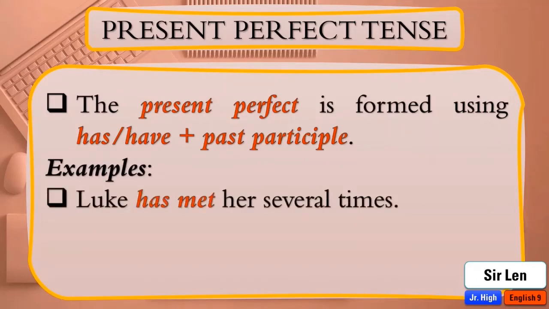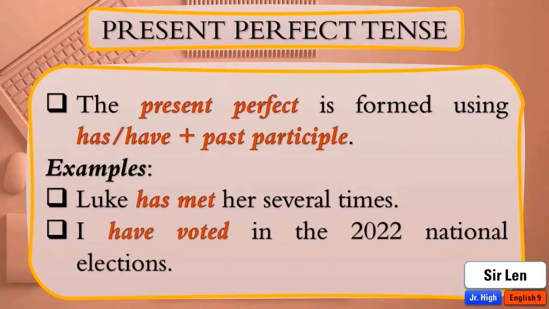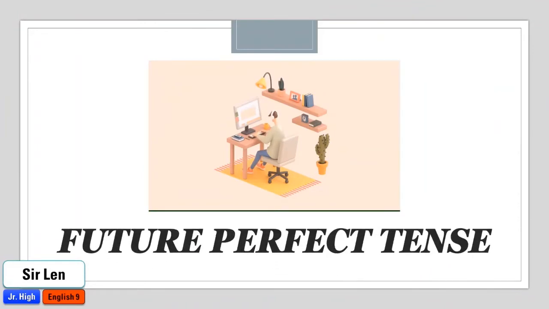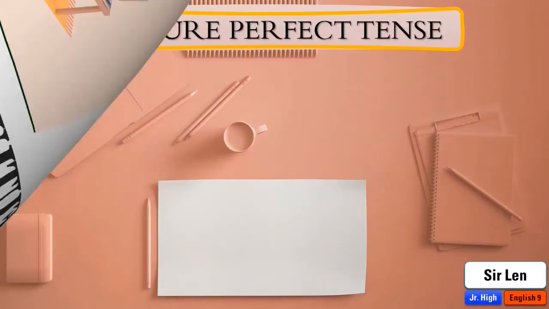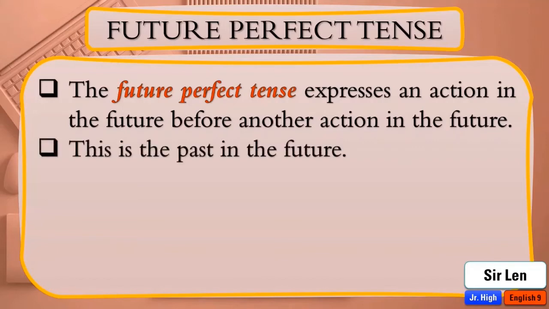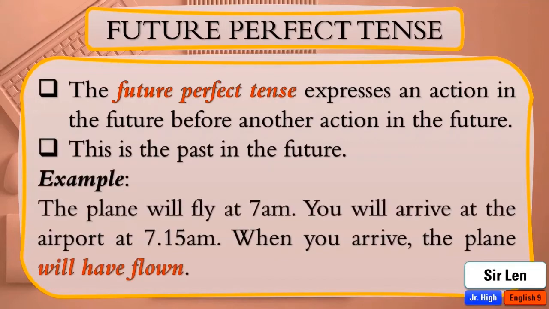Examples: Luke has met her several times. I have voted in the 2022 national elections. The future perfect tense. The future perfect tense expresses an action in the future before another action in the future. This is the past in the future.